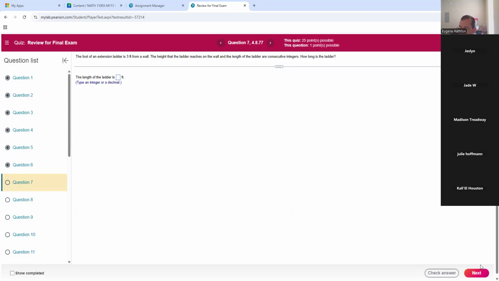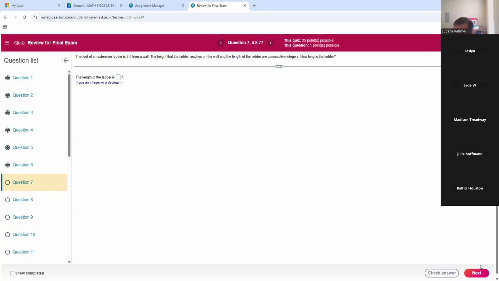All right, here we got our ladder. So let's think. The foot of an extension ladder is 3 feet from a wall. Then it says the height the ladder reaches on the wall and the length of the ladder are consecutive integers. They want us to find the length of the ladder, okay? So let's go play with that.